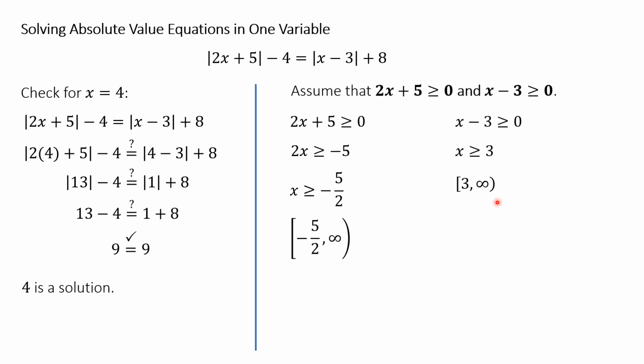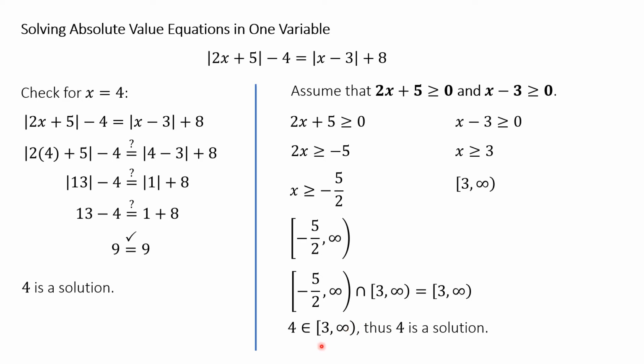Since the compound inequality involves the word and, then we need to get the intersection of these solution sets. So the intersection is the interval from 3 to infinity. So to check whether 4 is a solution, we just need to check whether 4 belongs to this interval. And obviously, 4 is in the interval from 3 to infinity, thus 4 is a solution.